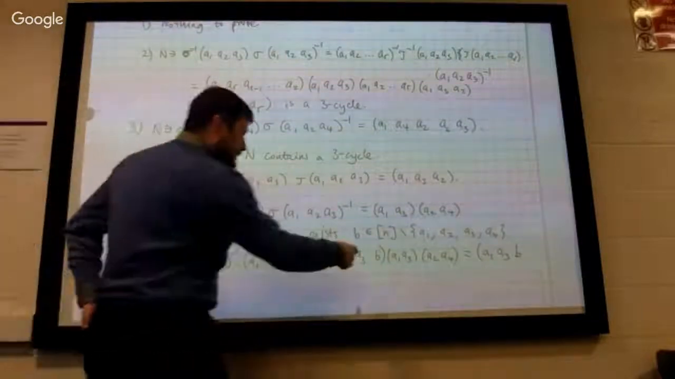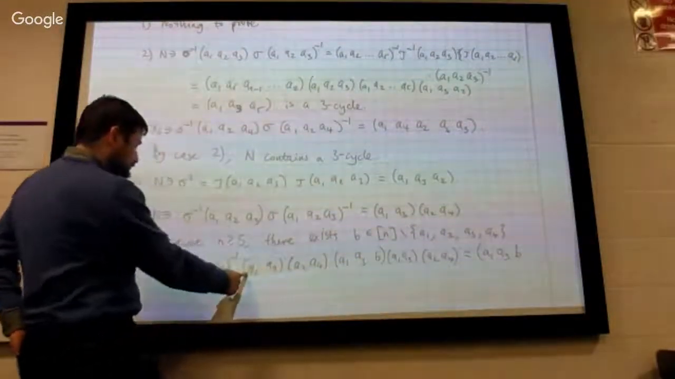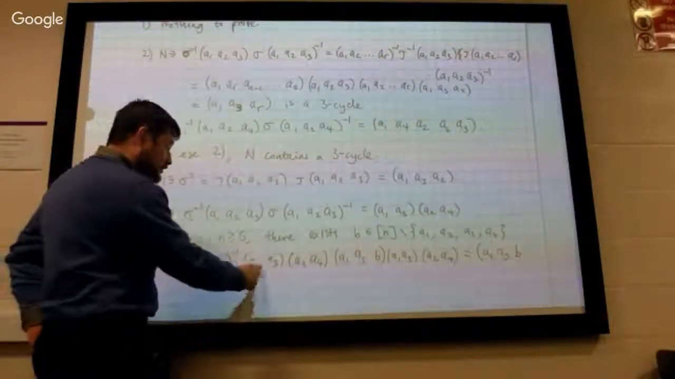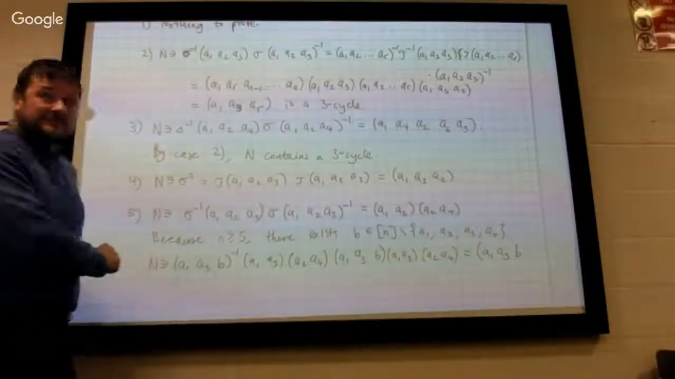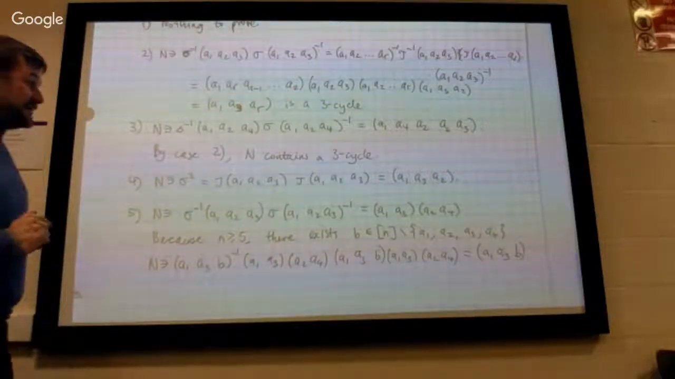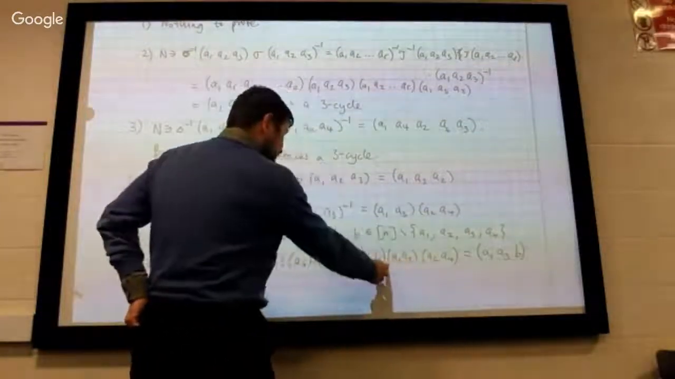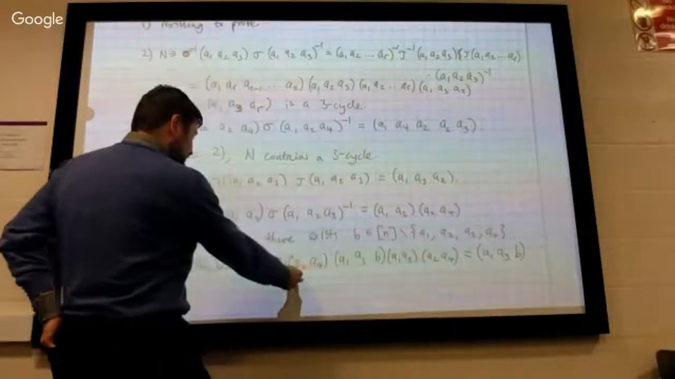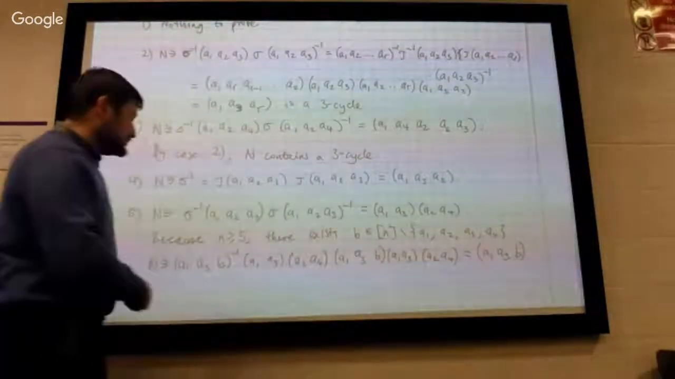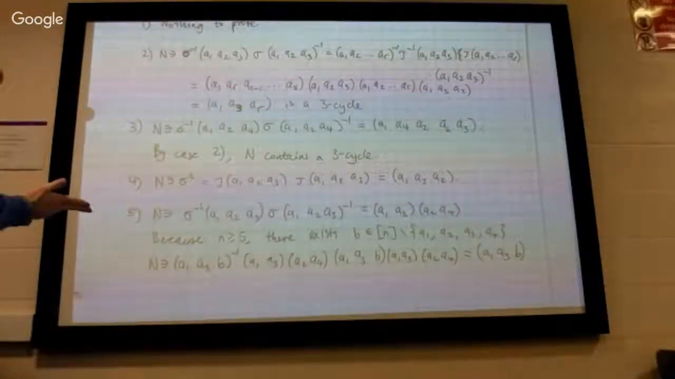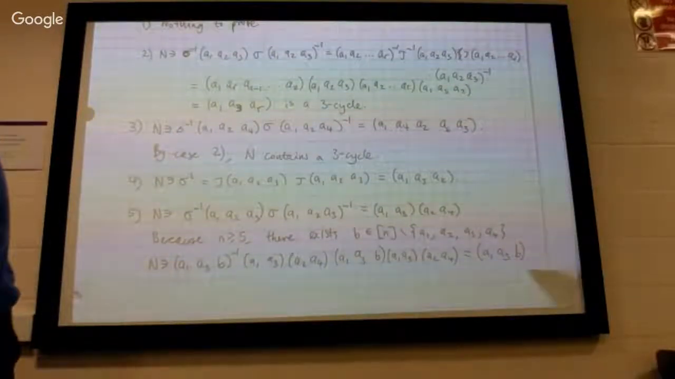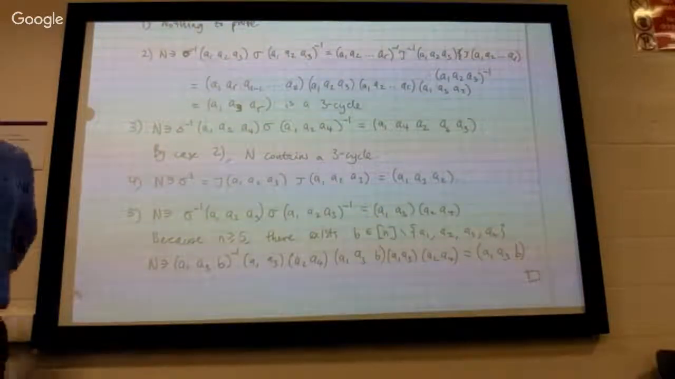Where does B go? B goes to A1. A1 goes to A3, goes to A3, goes to A1. Same as that. What else is there? A2 goes to A4, goes to A2. That's it. A2 goes to A2. A4 goes to A2, goes to A2. There's nothing else there? Okay, so it's a free cycle. In all 5 cases, we found a free cycle.